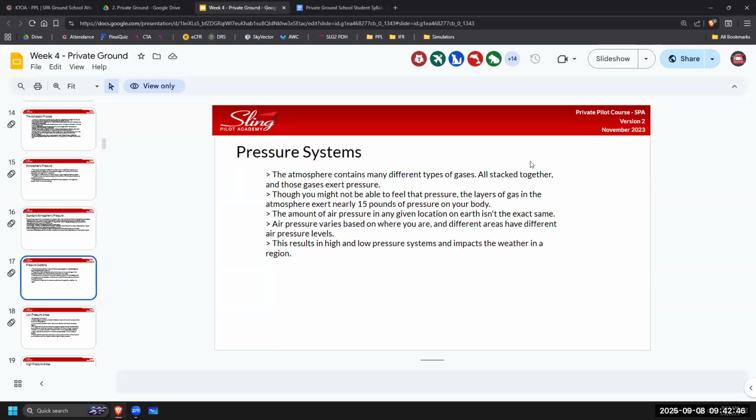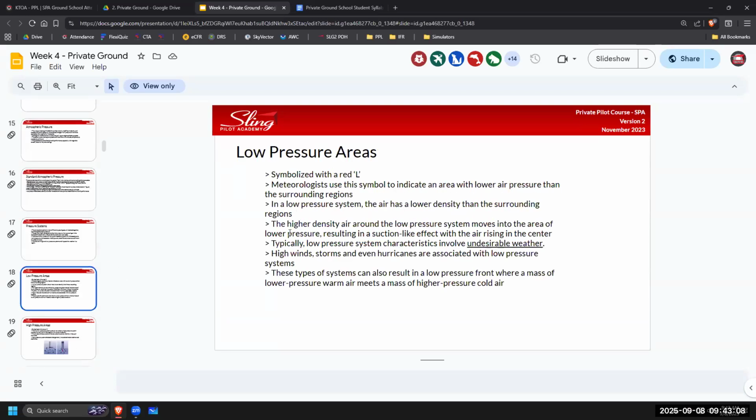I'm sure we've seen this in King School or on the Weather Channel, where they have red and blue H's and L's on a map of the US, and those are high and low pressure systems, and they impact the weather in the region. Okay, so this is just an overview. We'll get into each one.